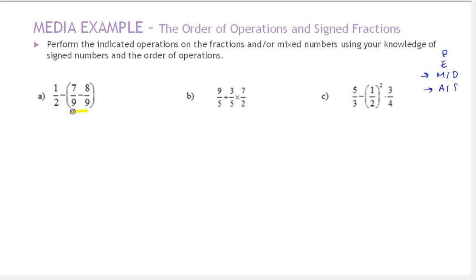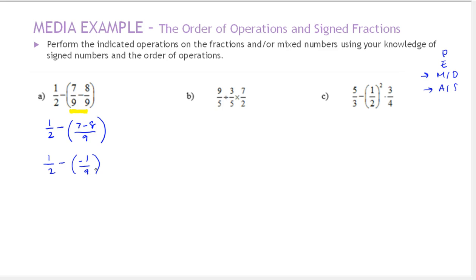So with our first problem, first we're going to do the subtraction in the parentheses. I am going to keep the 1/2 where it is. It's very good to keep all your work going. If you want to do a computation on the side, that's fine, but make sure to keep all the components of the problem lined up as you go, or you could misplace something. So we have 7/9 minus 8/9. Good news, they have a common denominator. So I'm going to subtract the numerators, keep the denominator. Now we have 1/2 minus, well, this is -1/9.